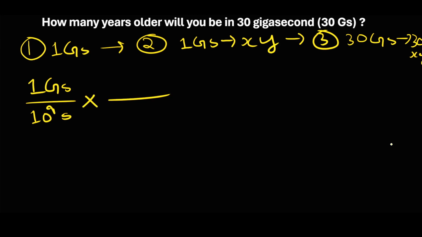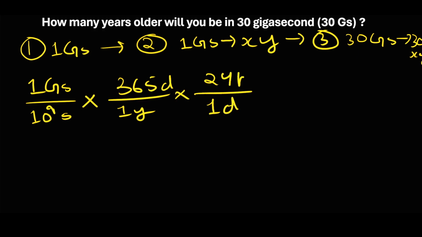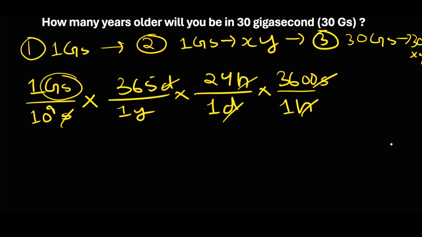So I'll multiply here, and I want to know how many seconds there are, so I'll set it up like this. I know that 1 year is equal to 365 days, and 1 day is equal to 24 hours, and 1 hour is equal to 3600 seconds. Why did I set it up like that? Because the days and the hours and the seconds will cancel, and what I have left is gigaseconds and years. This will tell me how many years is a gigasecond.